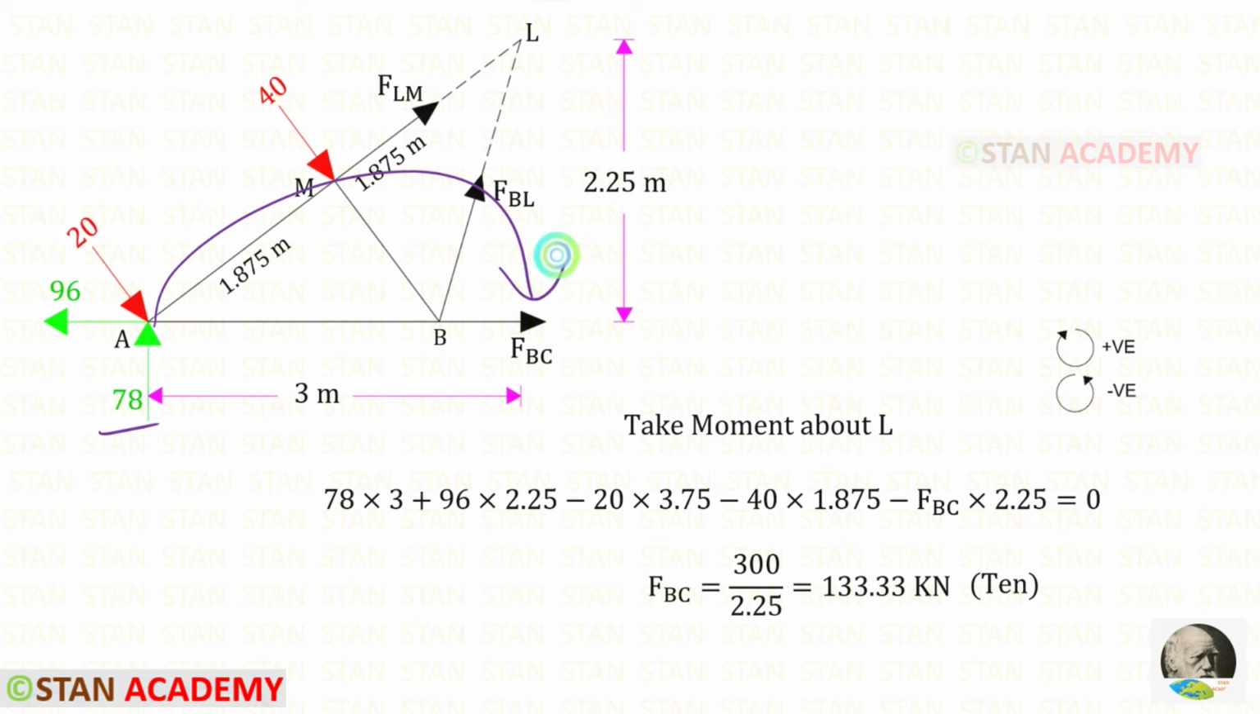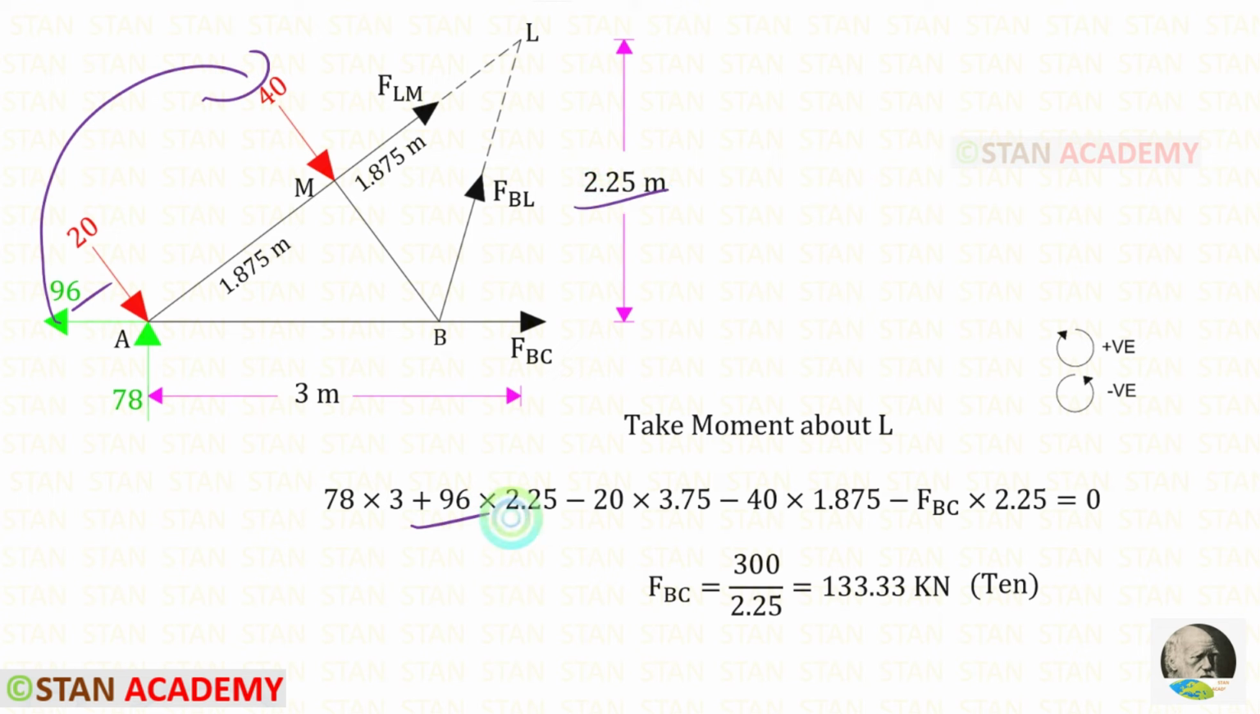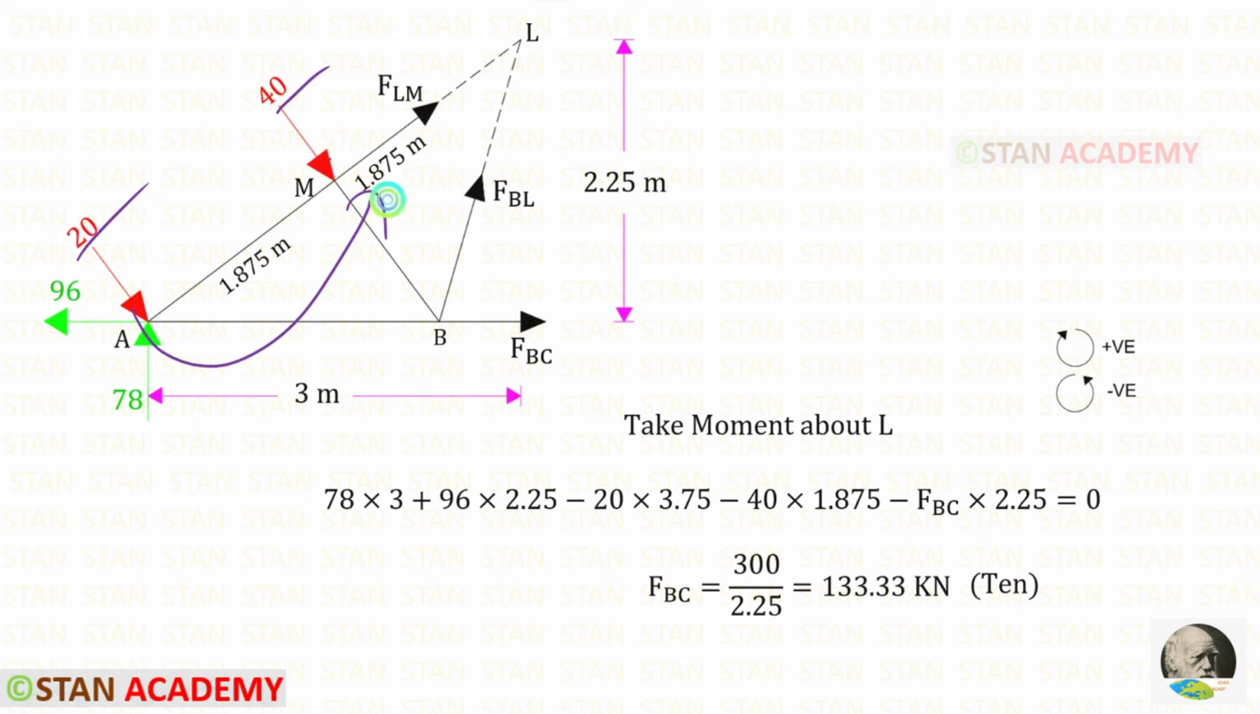78 is acting in the clockwise direction so that it will be positive and the distance is 3. 96 is acting in the clockwise direction so that it will be positive and the distance is 2.25. These two loads are acting in the anti-clockwise direction, so both of them are negative. For this load, the distance is 1.875 and for this load, the distance is 3.75. For FBC, we will get a positive value, that means it is tensile.